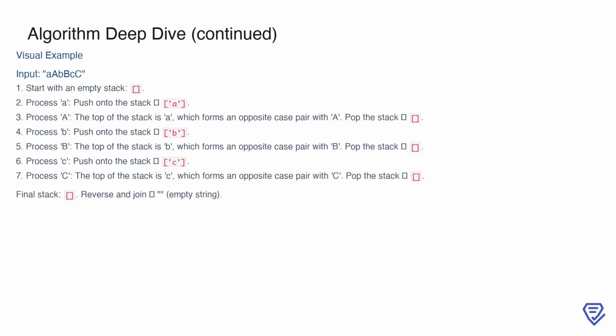We then process b and push it onto the stack, giving b. When we process B, it forms an opposite case pair with the top of the stack, b, so we pop b, leaving the stack empty once more. We repeat this for c and C, pushing c and then removing the pair when C is processed. At the end of the iteration, the stack is empty, so reversing and joining its contents gives us an empty string as the final result.